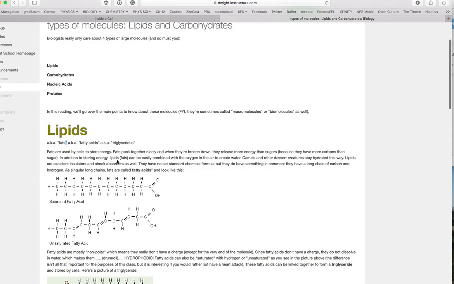They also store energy. They can be combined with oxygen and air to create water, so that's why camels have them. They insulate well, like they're good heat insulators. So if you want to survive in the winter, you got to have a nice layer of lipids or fats. And they shock absorb as well. So if you get hit, or animals that need to absorb shock well, they'll have lots of lipids in the areas where they're absorbing that shock. Okay, they act like little springs.